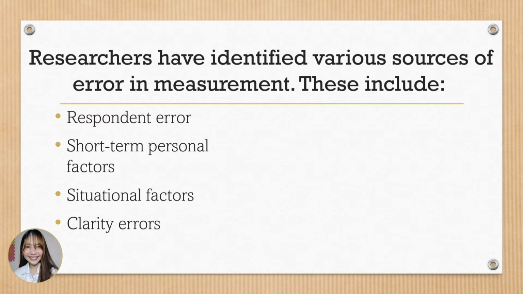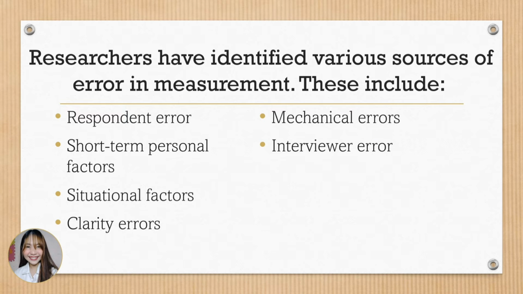Next, clarity errors, such as poor framing of question or scale that could cause confusion to the respondents. Next, we have mechanical errors. These are the poor printing, recording error, and poor design. Second to the last, we have interviewer error. These are the differences in interviewers and their biases in interviewing. Finally, analysis error. These are the inappropriate methods of analysis used. The errors mentioned above may have an impact on the actual results reported.